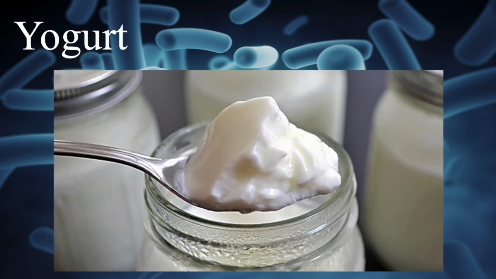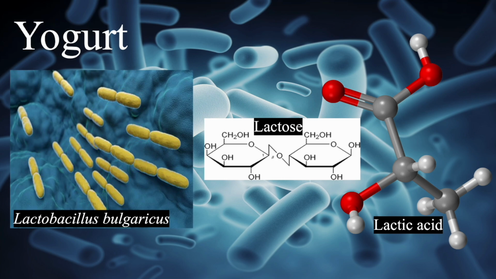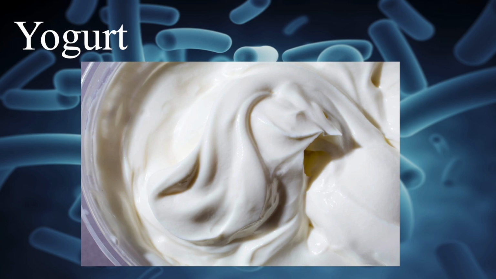In addition, we have yogurt. The production of yogurt relies on the fermentation of milk by specific strains of bacteria, primarily Lactobacillus bulgaricus. This bacteria is known for its role in the fermentation of milk, where it converts lactose into lactic acid. Production of lactic acid is what causes the milk to thicken and take on the tangy flavor characteristic of yogurt.